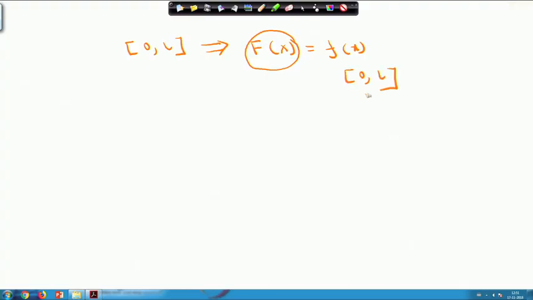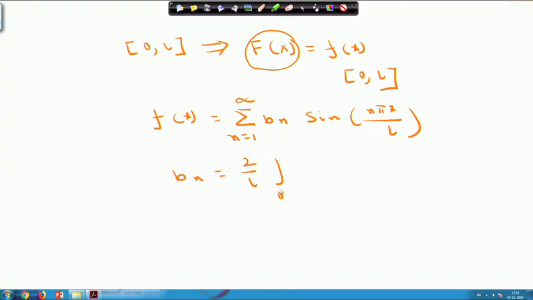In 0 to L, capital F(x) will be represented by the sine series, and we can write f(x) equals summation n equals 1 to infinity b_n into sine of n pi x by L, where b_n will be 2 by L integral 0 to L f(x) into sine of n pi x by L into dx.